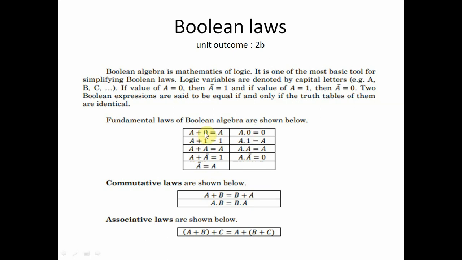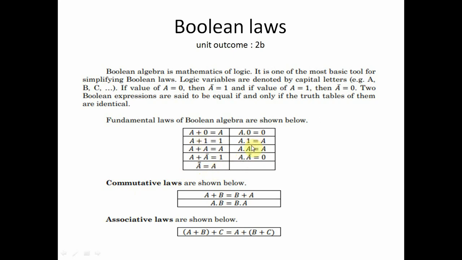The first law is A plus 0 is equal to A. The second law is A plus 1 is equal to 1. The third one is A plus A is equal to A. The fourth one, A plus A bar is equal to 1, and A double bar is equal to A. These are some ORing laws.